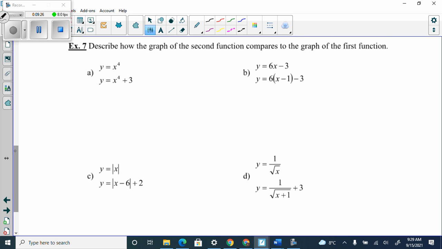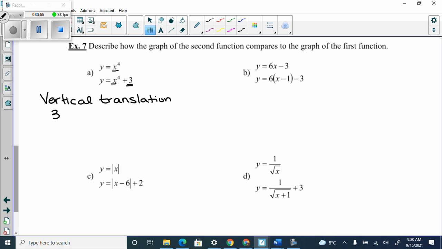Determine how the graph of the second function compares to the graph of the first. Now this is the key thing. For the first one, what do we have? x plus 4, x plus 4. Is this with the x? If it was with the x, it would be bracketed, x plus 4 to the 4, right? So it's not with the x. So what type of transformation is it? It's a vertical translation.